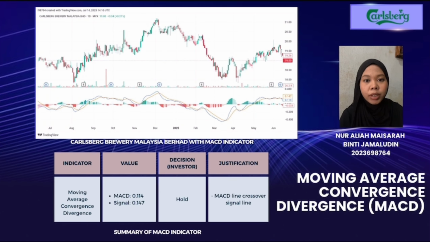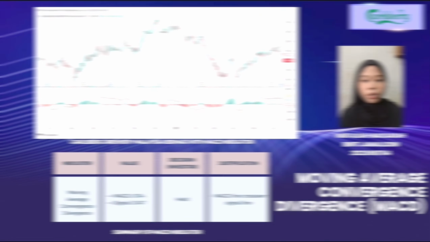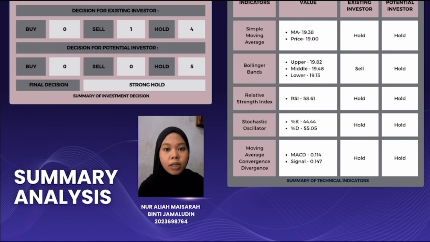Lastly, it shows Carlsberg's daily price movement with the MACD over the year. As of 13 June 2025, the MACD is 0.114 and the signal line is 0.147. With the MACD below the signal line, there is no clear buy or sell signal. Decision for existing investors: hold for now, and for potential investors, wait for a clearer entry signal.